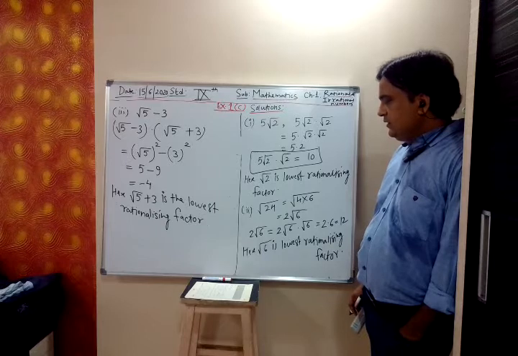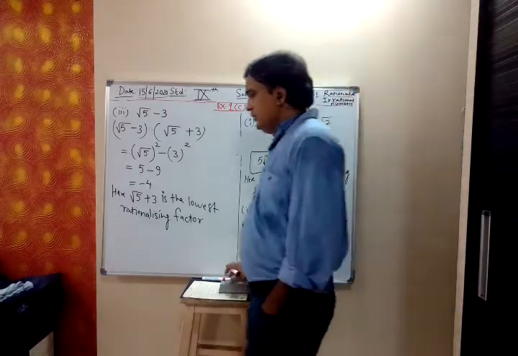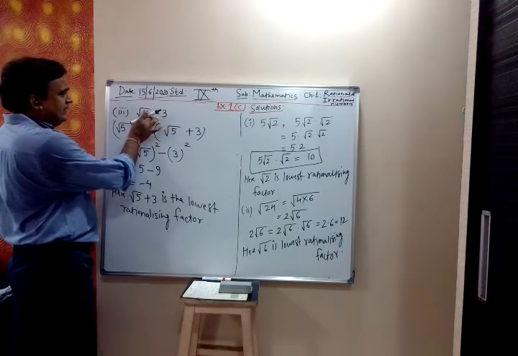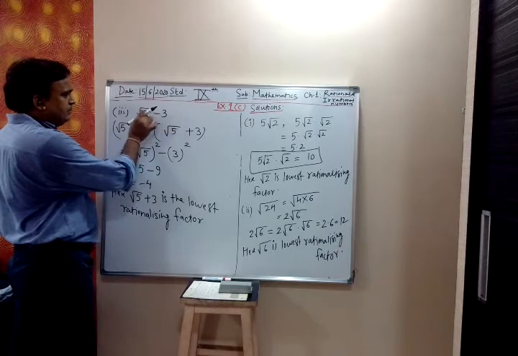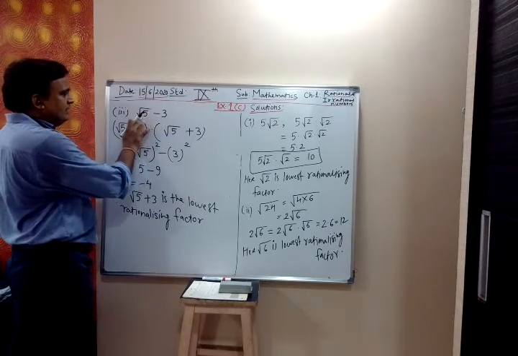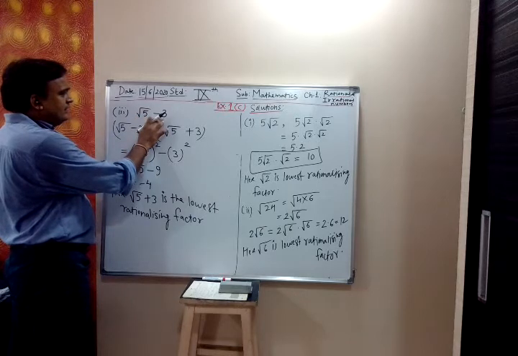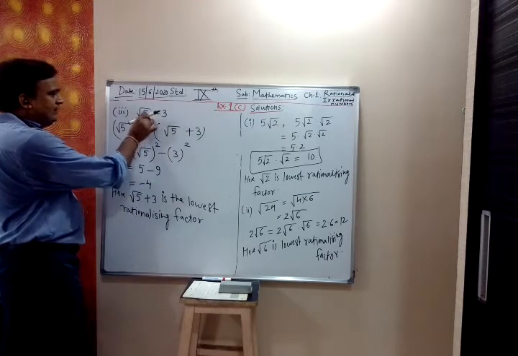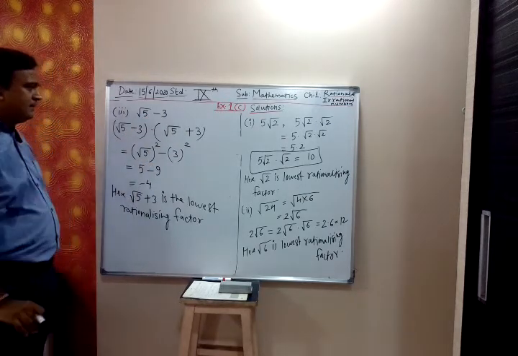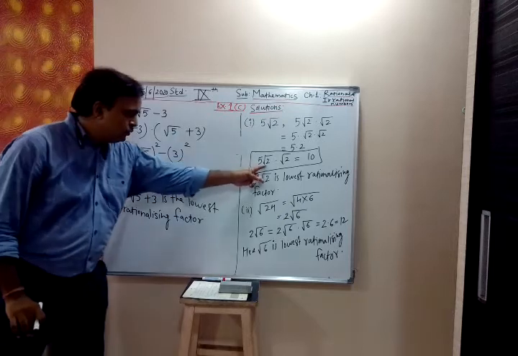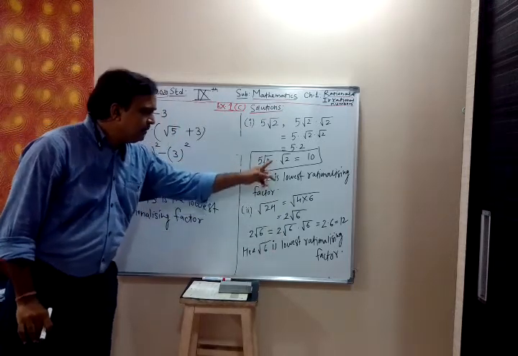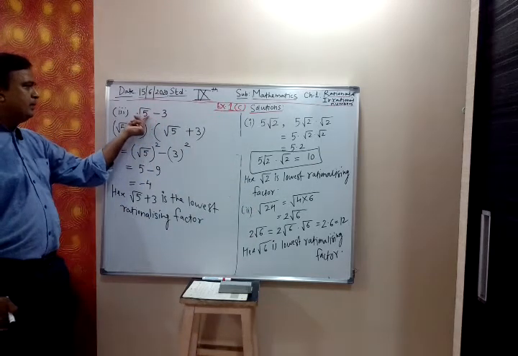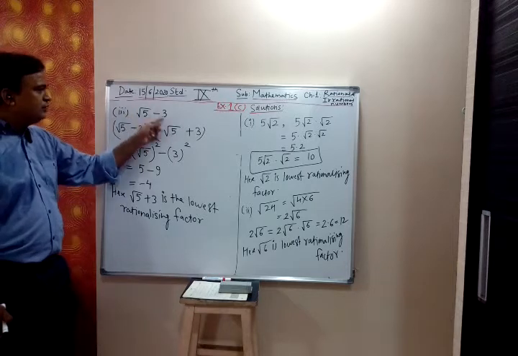So whenever there are two terms, to rationalize that, we multiply by the same number but opposite in sign. Then the given number is root 5 minus 3. The same number will be root 5 and 3 but with plus sign. And that will be the lowest rationalizing factor. One term, root 2, root 6, directly we multiply by root 2 and root 6. But whenever there are two terms, we multiply and divide by the same number opposite in sign.